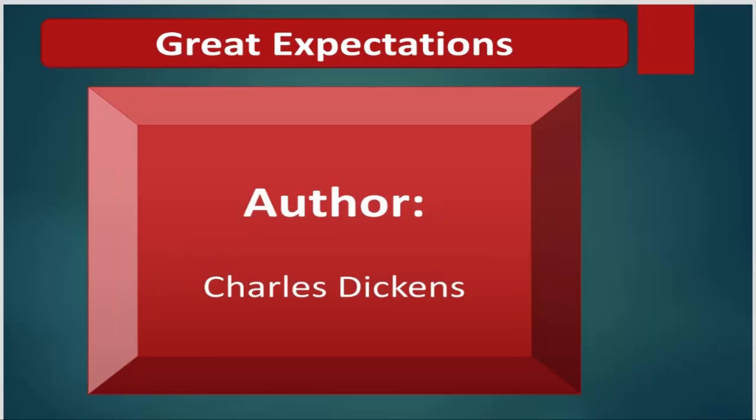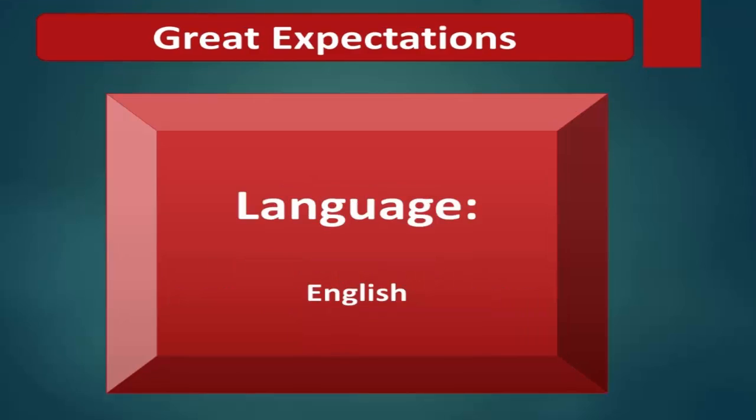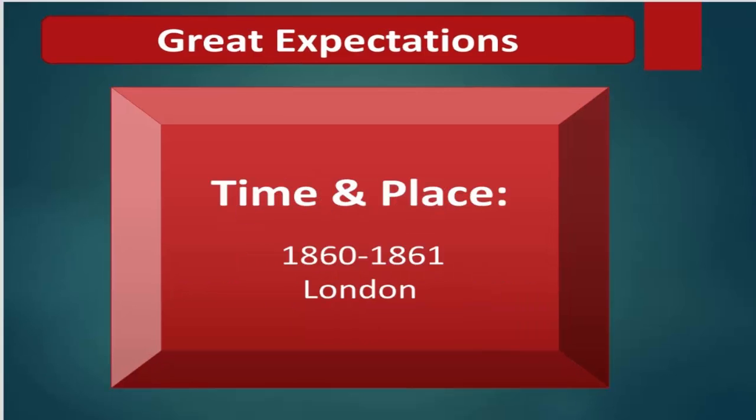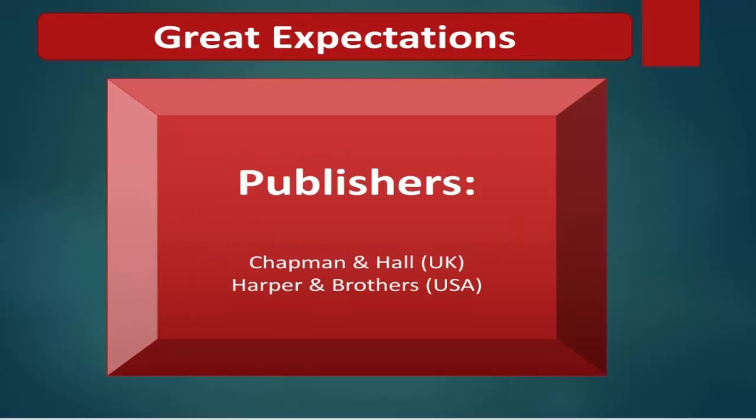Author: Charles Dickens. Type of work: novel. Genre: social criticism and autobiographical fiction. Remember this. Language: English. Time and place: written 1860 to 1861, almost one year, in London. First publication: published serially in England from December 1860 to August 1861. So remember that it was in serials in some newspaper. Published in book form in England and America in 1862. Publishers: Chapman and Hall in the United Kingdom and Harper and Brothers in the United States of America.